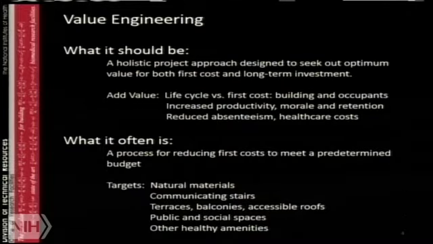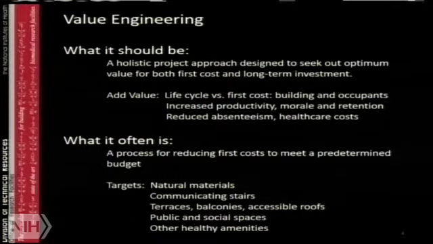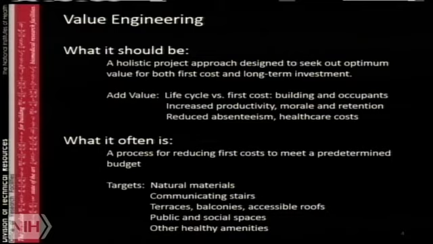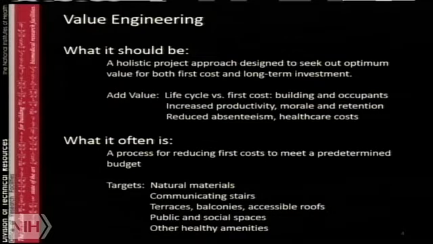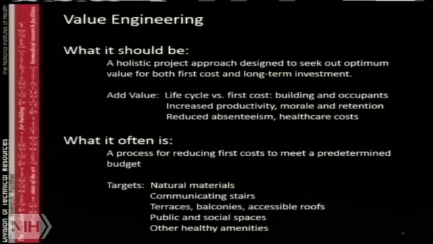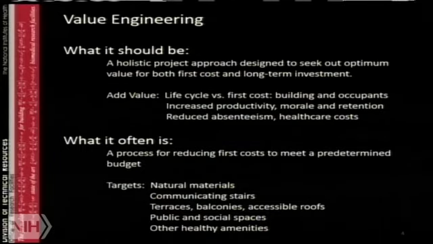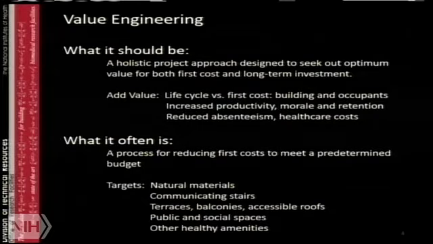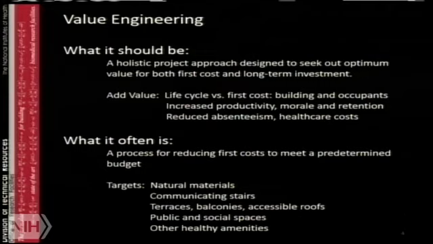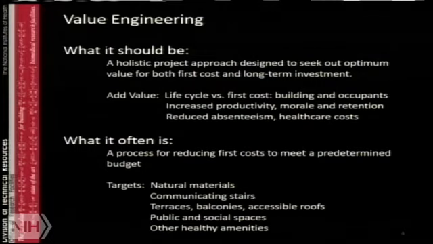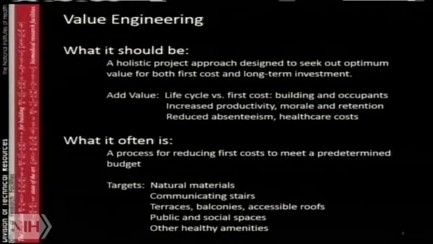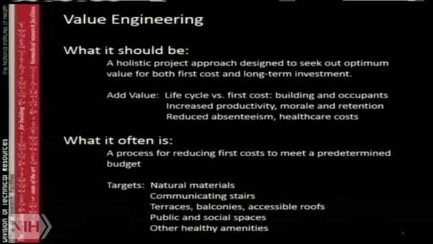I think we've all seen information that the largest cost to any institution is the people, and a small increase in productivity way offsets a more expensive building. But that's long-term cost, which value engineering should address. But value engineering often is a process for just reducing first cost to meet a predetermined budget. So the targets tend to be things like natural materials, communicating stairs, terraces, balconies, accessible roofs, public and social spaces, and all the things you're looking for in a building. They're absolute targets if you're only looking at first cost. And that's what value engineering tends to be, in fact.